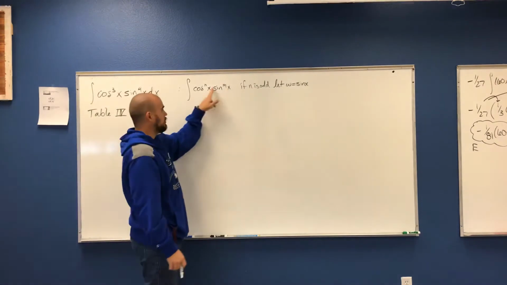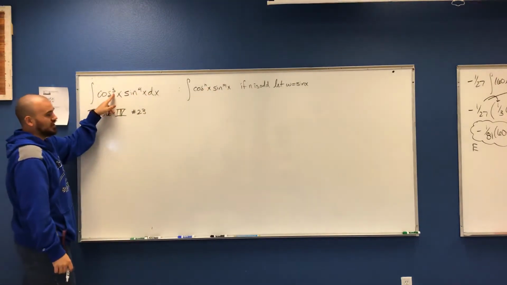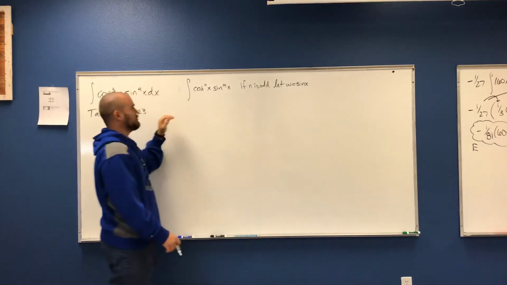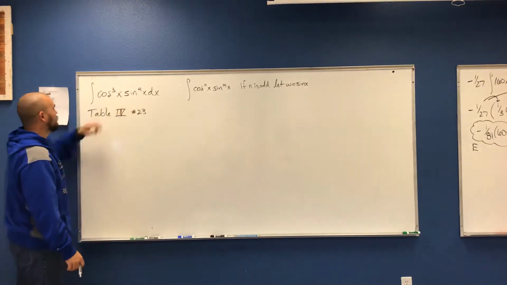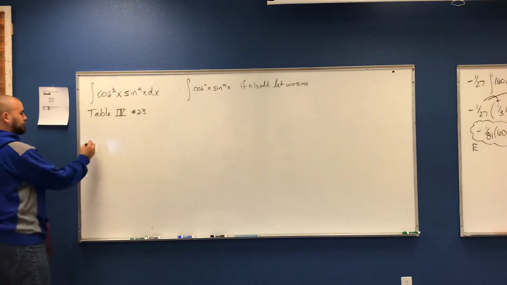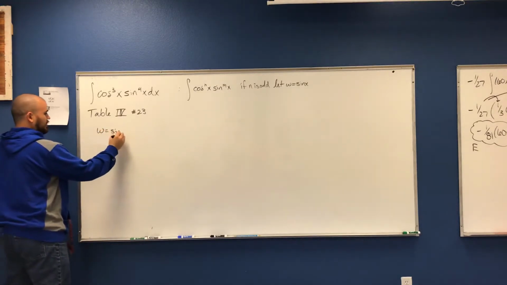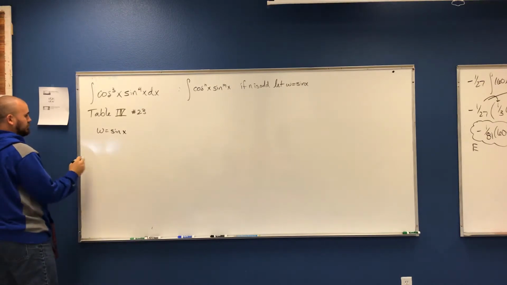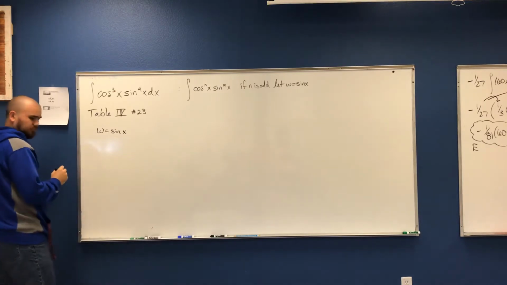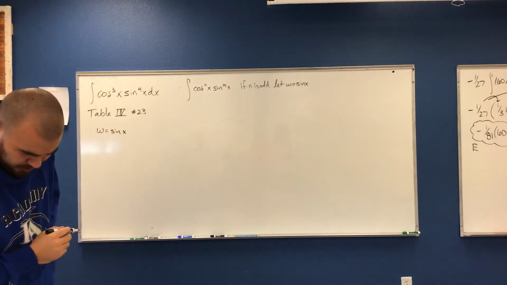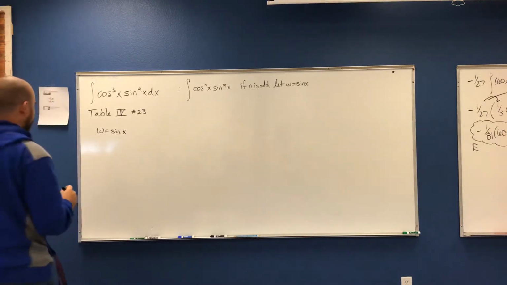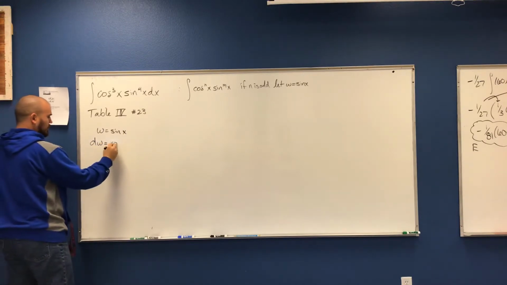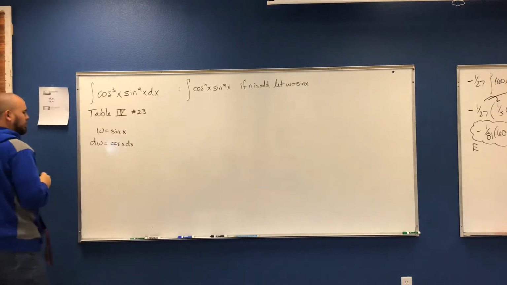Since n is odd, our exponent of cosine is odd, let w equal sine of x. And there are a lot of different other iterations of this. It just sort of depends on your situation here. So let's try that. Let's let w equal sine of x. We can take the derivative of that, let dw equal cosine of x dx.